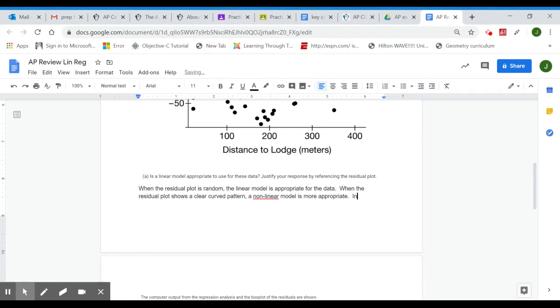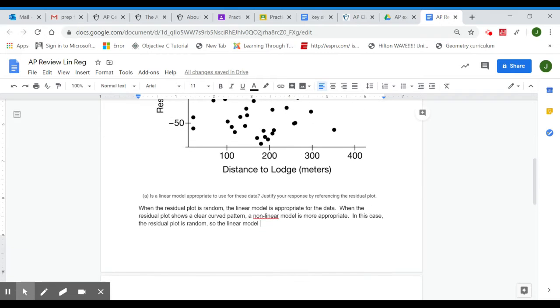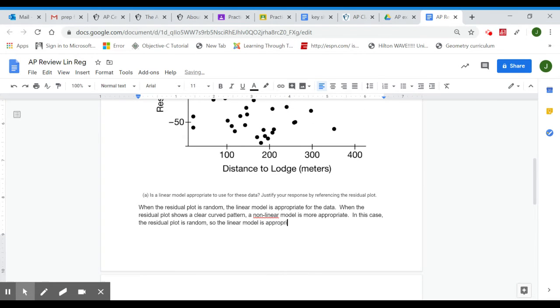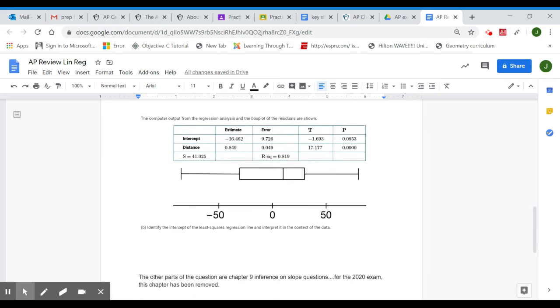All right, in this case, the residual plot is random. So the linear model, make sure we answer the question, is appropriate for these data. All right, there's an E for us right away.